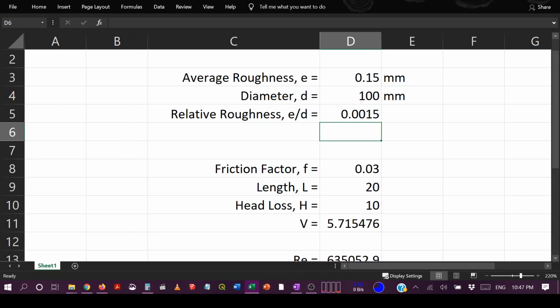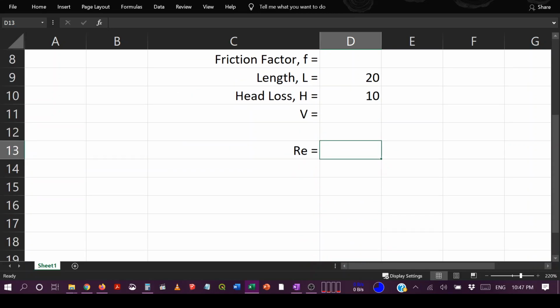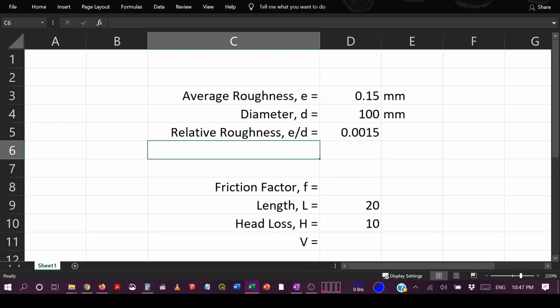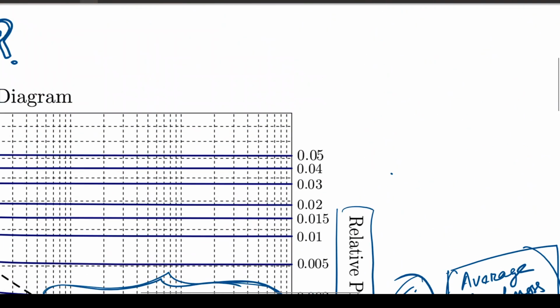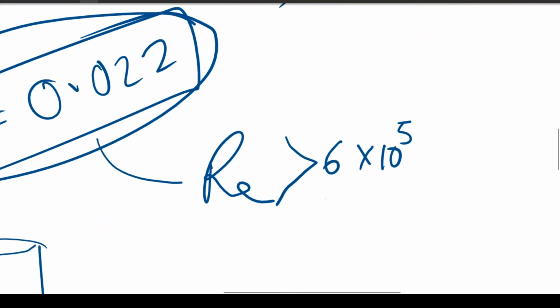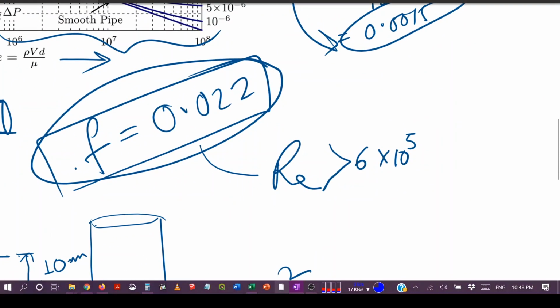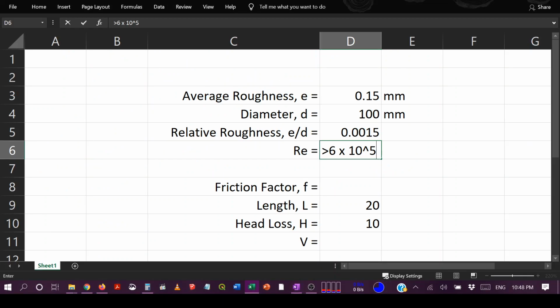Now the friction factor value, it's not 0.03. Now we have assumed some Reynolds number, that is Re. We don't know the value, but it is something which is greater than 6 into 10 to the power 5. So 6 into 10 to the power 5 is only for our reference.